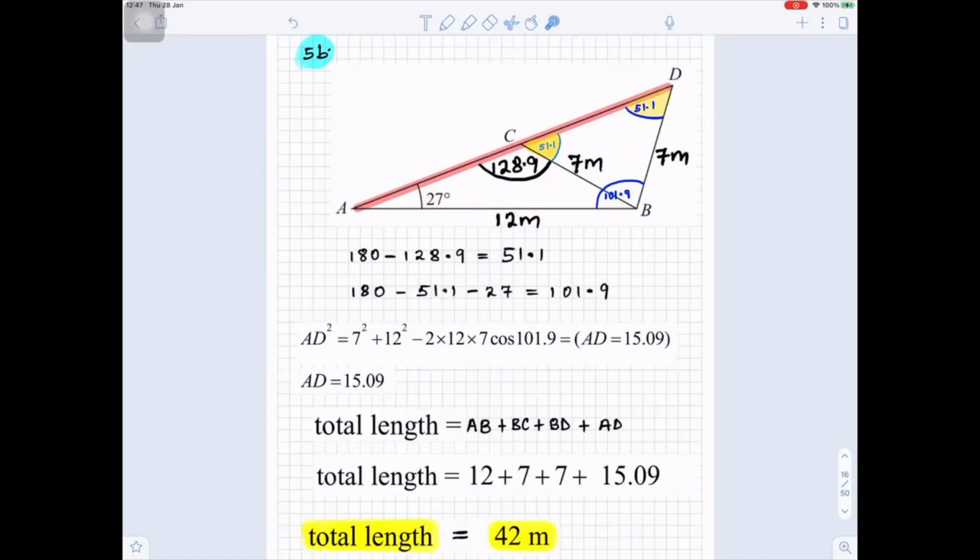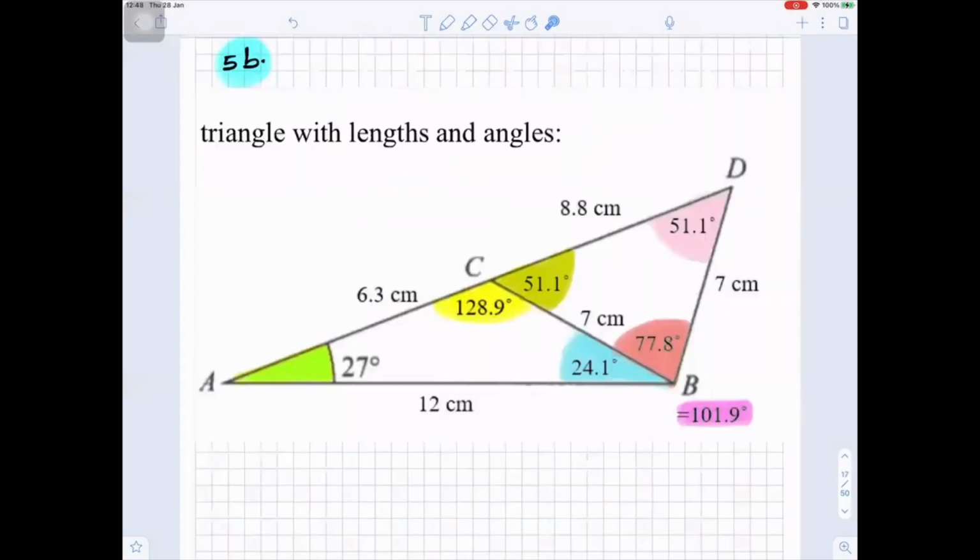Now the total length of beams is given by AB plus BC plus BD plus AD. Now we add them: 12 plus 7 plus 7 plus 15.09. The total length is 42 meters. So that's a detailed diagram you can use for part B.